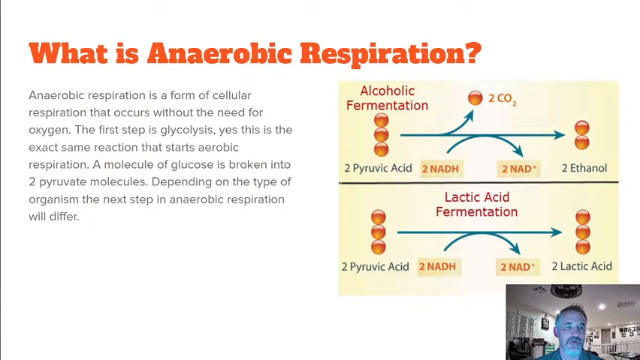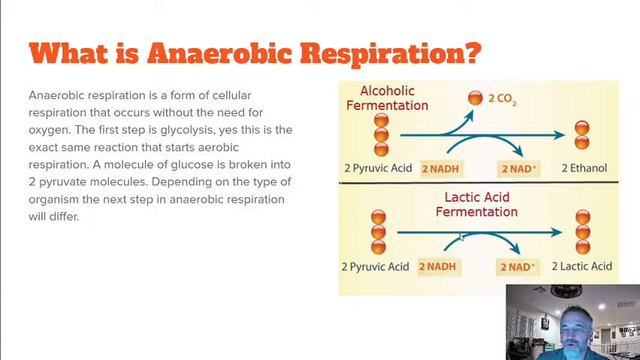Anaerobic respiration is a form of cellular respiration that occurs without the need for oxygen. The first step is always glycolysis. So it's the same, right? It's the same reaction we saw when we were talking about aerobic respiration, except this is going to be anaerobic, which means no oxygen. A molecule of glucose is broken down into two pyruvate molecules, just like before, and then depending on the types of organisms, the next step in our anaerobic respiration will differ.